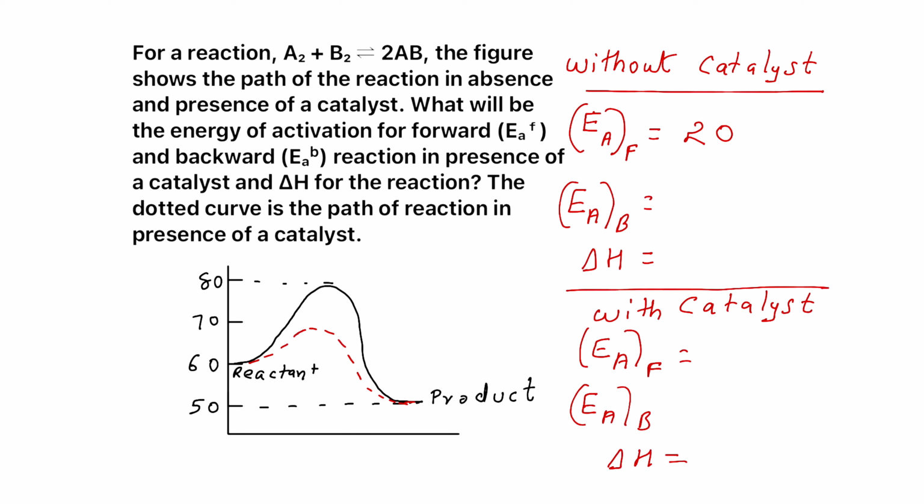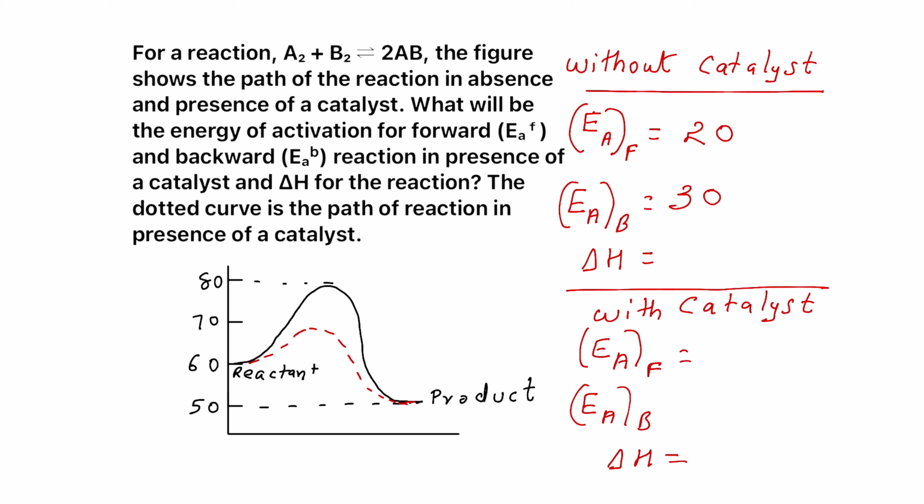Now, for the backward reaction, product becomes reactant. So this will be the reactant and this will be the product for the backward reaction. What is the initial energy? 50. What is the peak value? 80. So peak value minus energy of the reactant for the backward reaction: 80 minus 50, you will get 30. Clear, right?